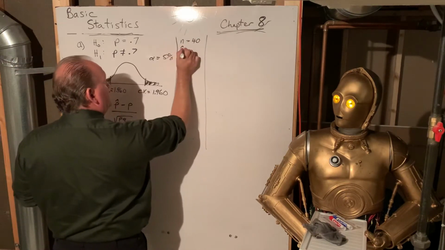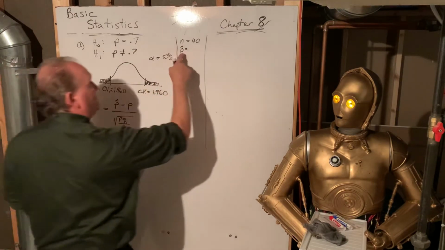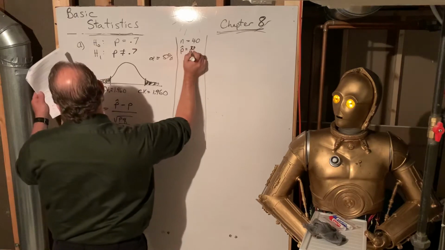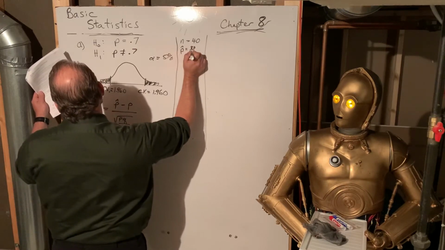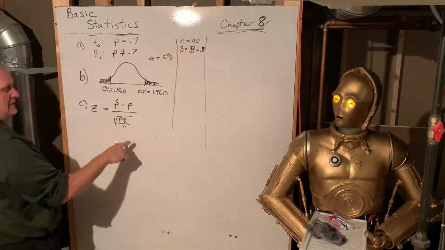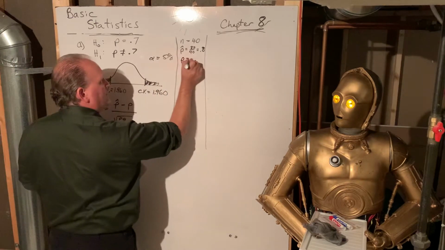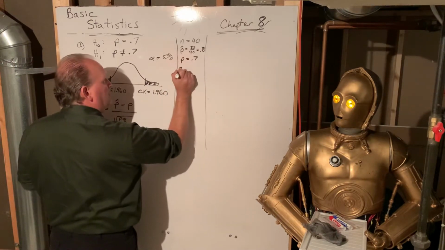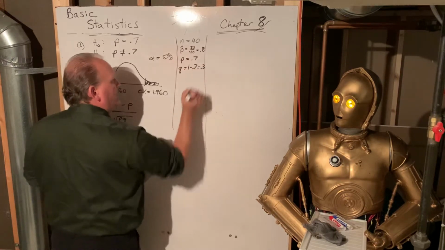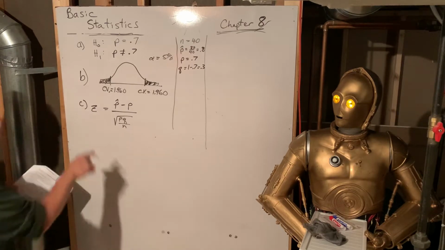P hat, we would calculate, that would be 32 divided by 40. That's actually 0.8. What else do we need? We have n. p was given as 70%. q we figure out by doing 1 minus 0.7. That's 0.3. And that's everything we need for this calculation.